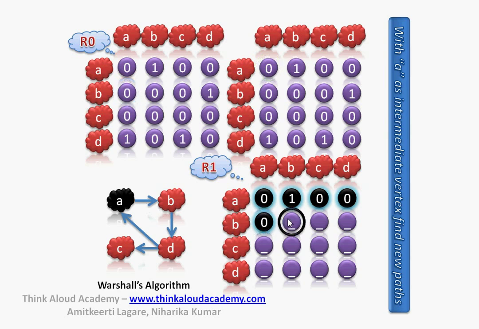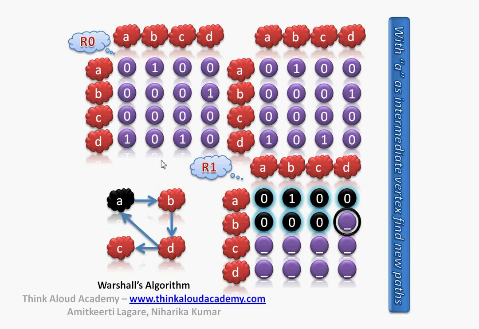Now can I go from B to A via A? For that I have to go first from B to A, then A to A. So for B to A via A, there is no way to go from B to A, so this value becomes a 0. Now can I go from B to B via A? For that first I have to go B to A to B. But B to A is 0, though A to B is 1, so this value becomes a 0.